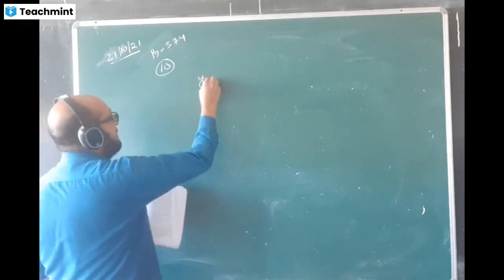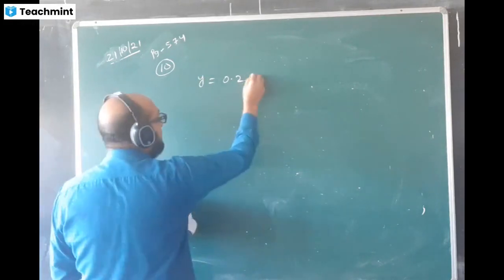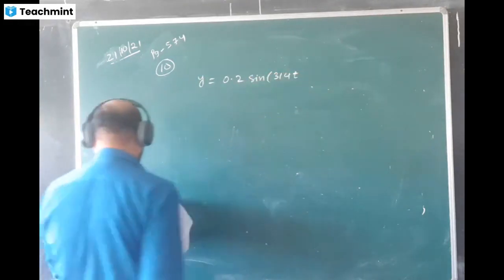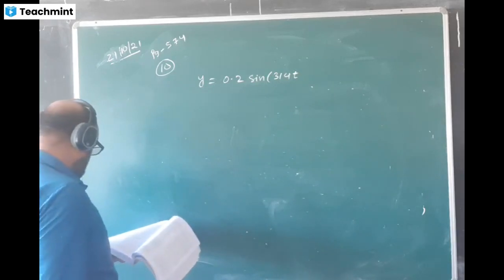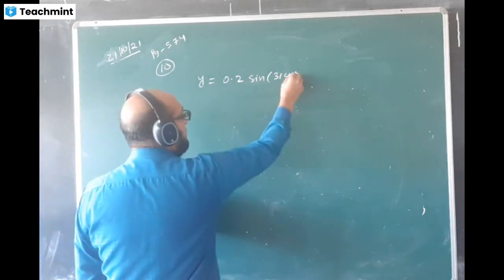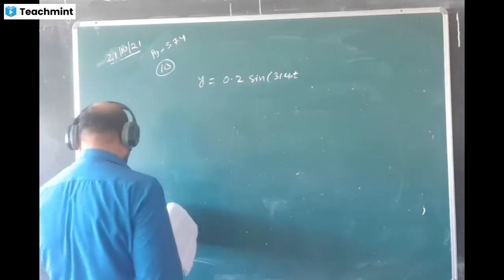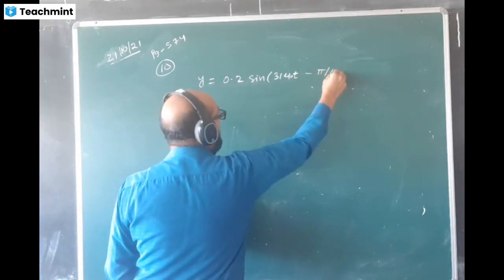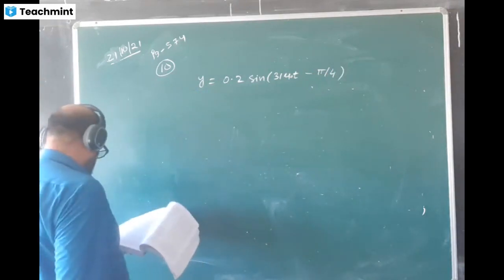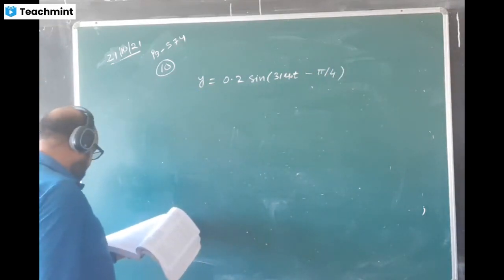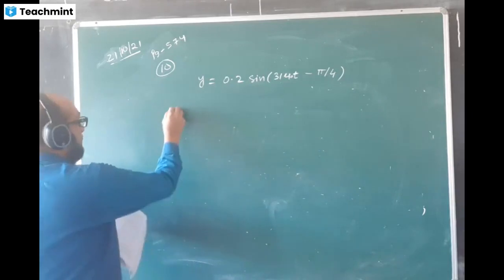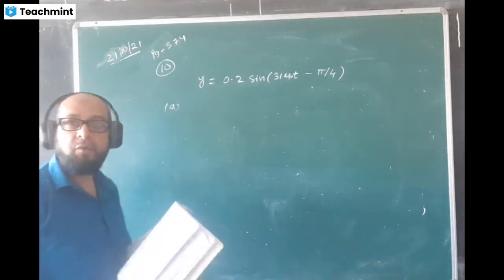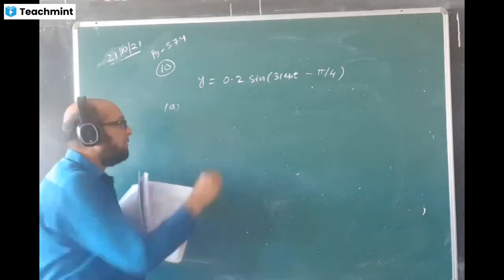Equation is given here, y is equal to 0.2 sin(3140t minus pi by 4). Yes. Where y is in meter and t is in second. What is the first part we have to do? Amplitude. Can you tell me what is the value of amplitude?